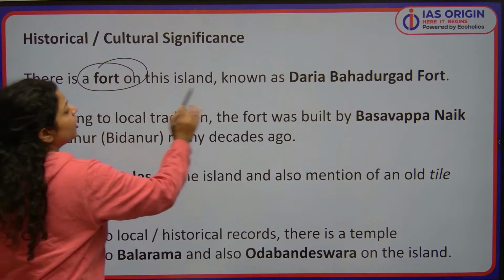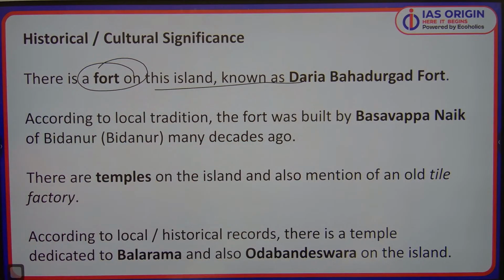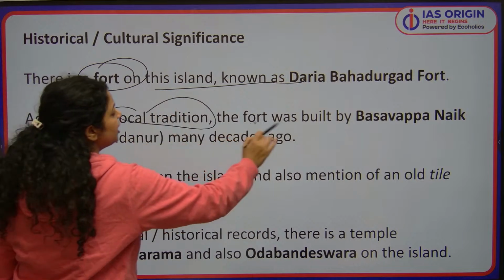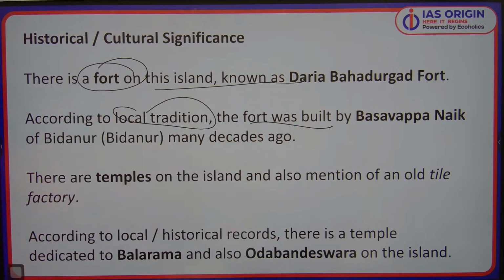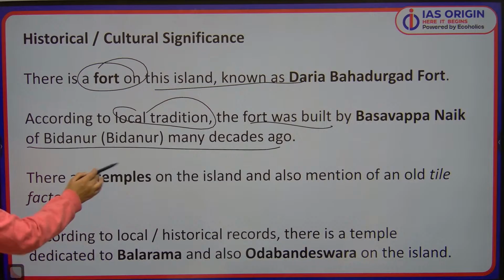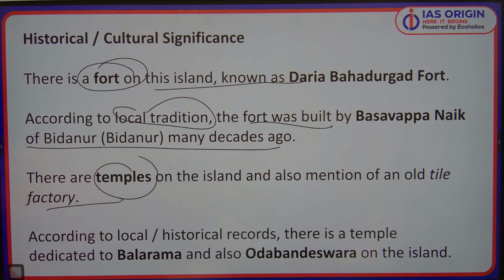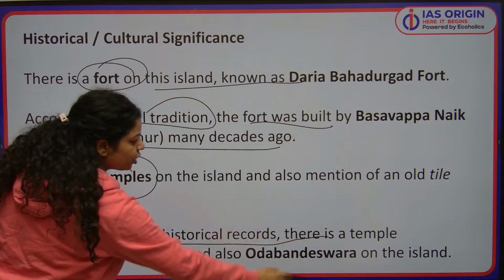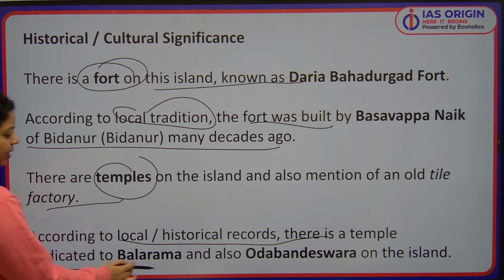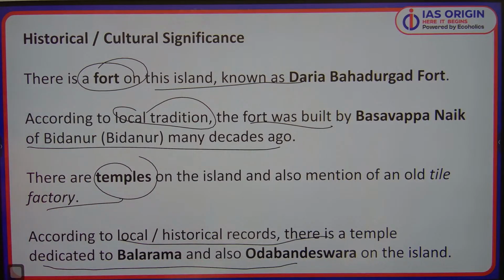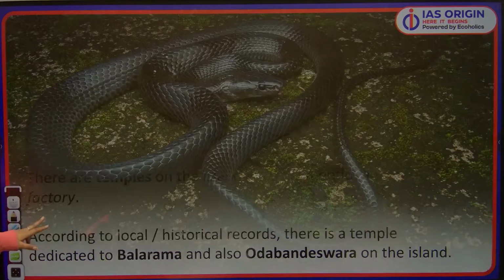There is a fort on this island which is known as Darya Bahadurgarh Fort. According to local tradition, the fort was built by Basavappa Nayak of Bidanur, that is Bidnur, many decades ago. There was a temple on this island which is also very important, made from the old tile factory. According to local and historical records, there is a temple dedicated to Balram and also Udam Bandeshwara on the island. So this is the historical aspect related to this island.